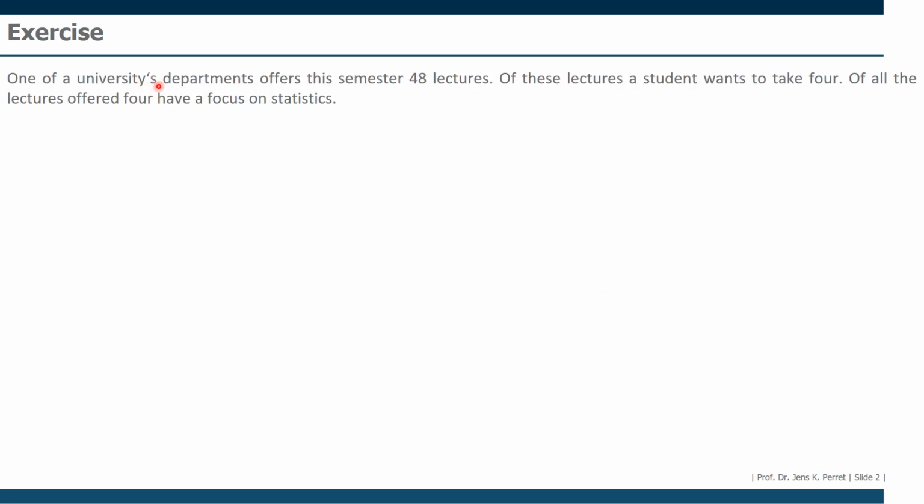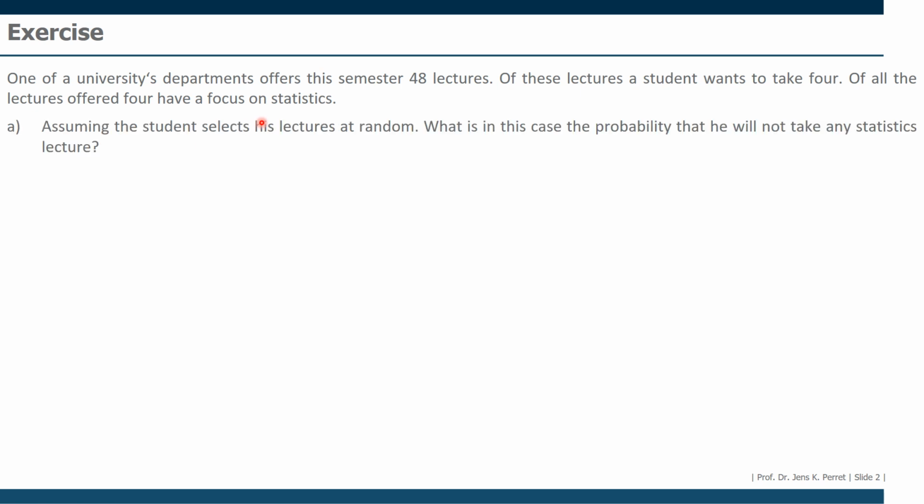One of a university's departments offers this semester 48 lectures. Of these lectures, a student wants to take 4. Of all lectures offered, 4 have a focus on statistics. Well, so much for the information. Our first task: assuming the student selects his lectures at random, what is the probability that he will not take any statistics lecture? Second, what is the probability that the student takes at least one statistics lecture?